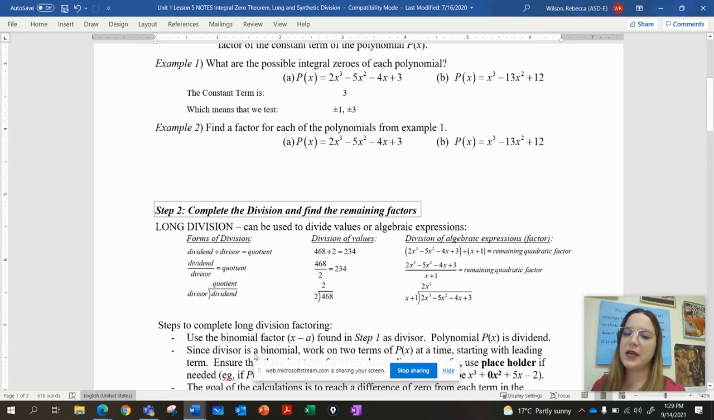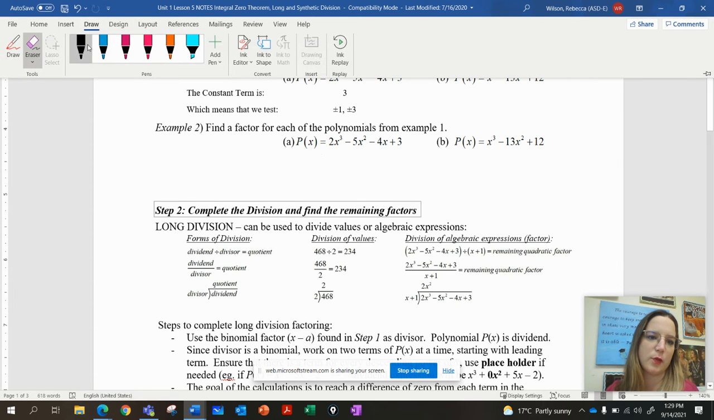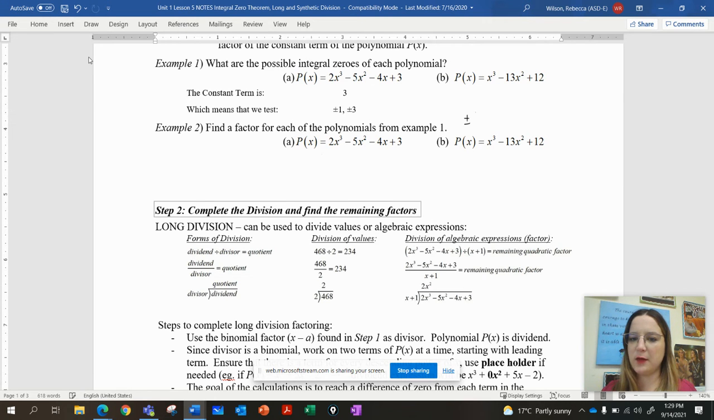Okay, so the first step with long and synthetic division is to find a factor. So you do a little bit of guess and check. Typically we start with plus and minus 1. You start by trying to plug in plus or minus 1, and the goal is to get a remainder of 0, because if we get a remainder of 0, we know that that's a factor.